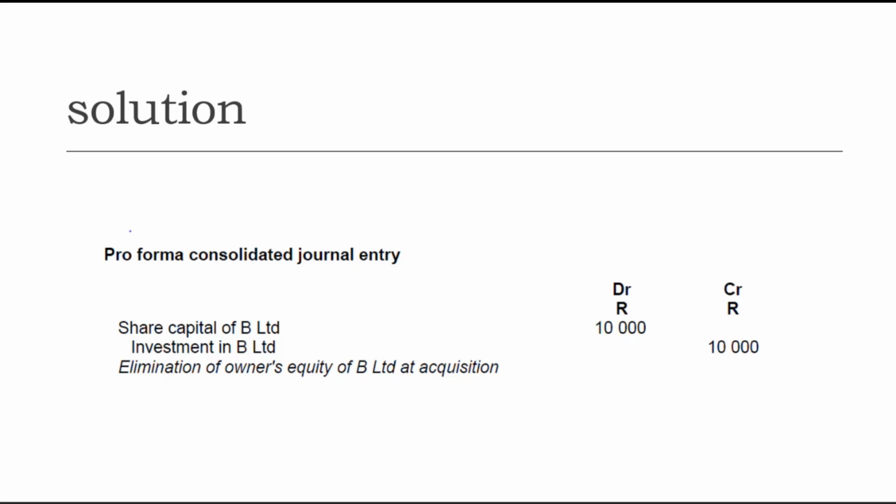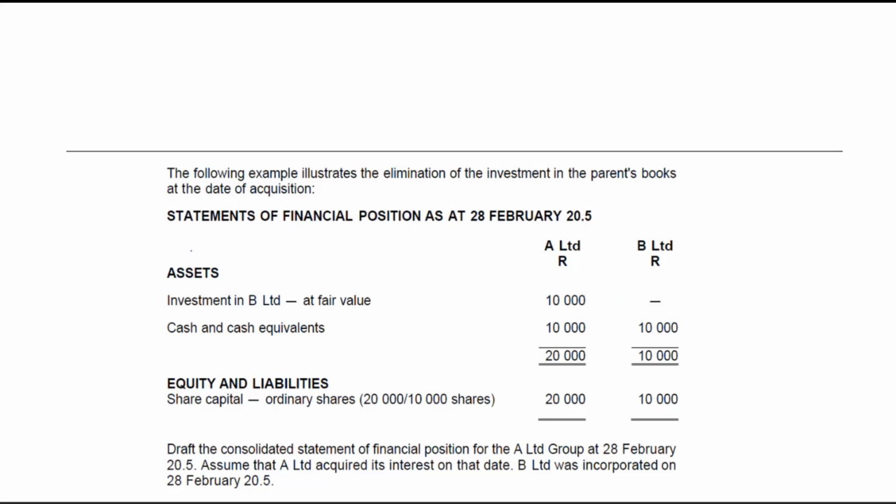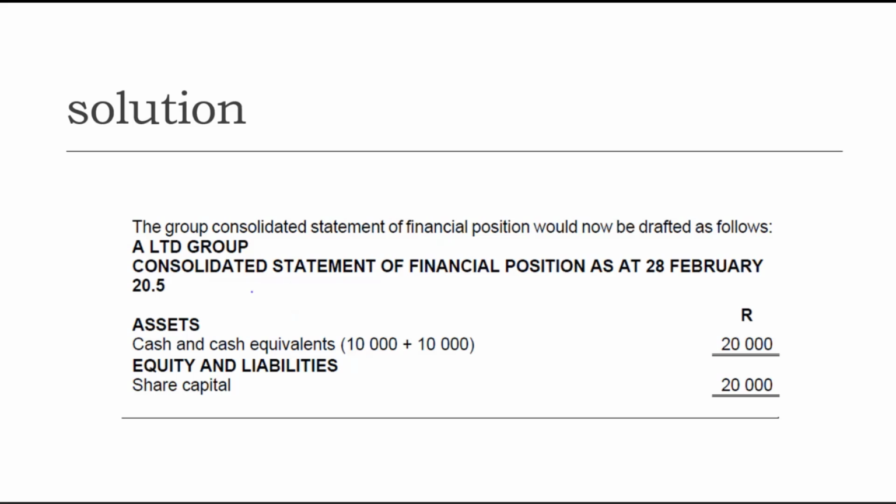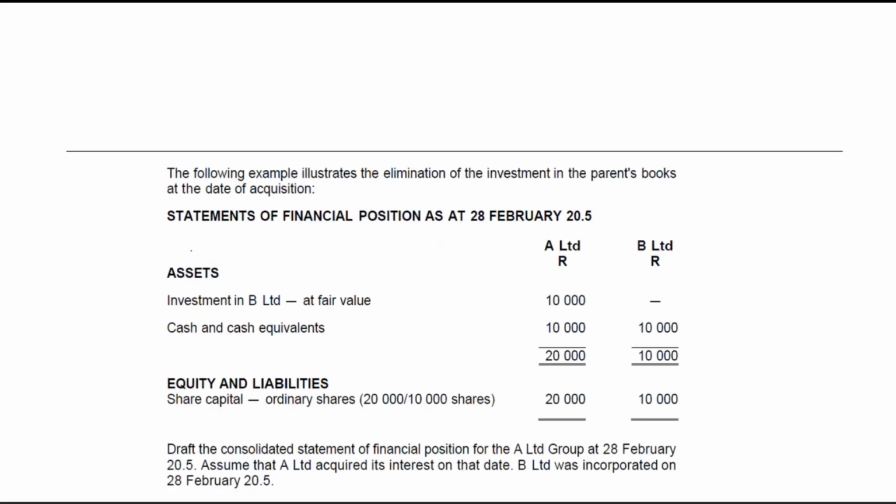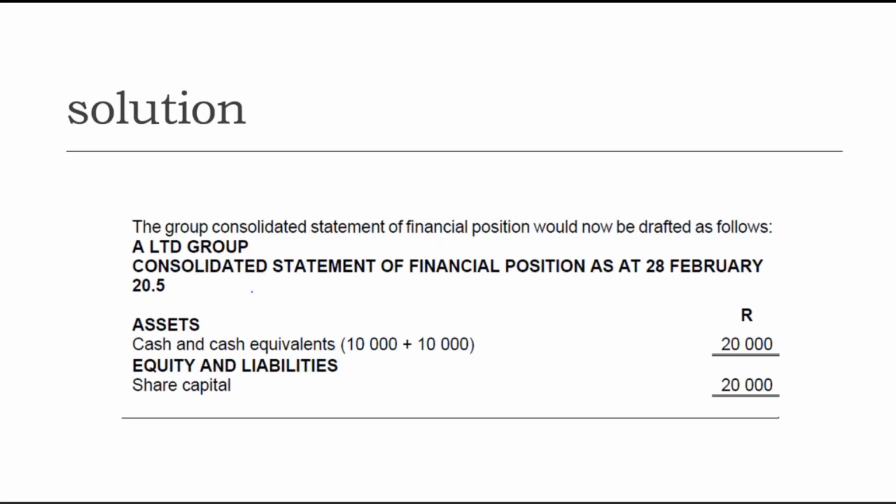Good. So if you go to your balance sheet, the journal entry is what? Debit share capital. Remember, the first thing you do in consolidated financial statements is you join the balance sheet of A and the balance sheet of B together. So let's join them. If you look at the balance sheet of A and B, we have cash and cash equivalents, 10,000 plus 10,000, we have 20,000. For share capital, we had 20,000 plus 10,000, giving us 30,000, minus the debit of 10,000, giving us share capital of 20,000.